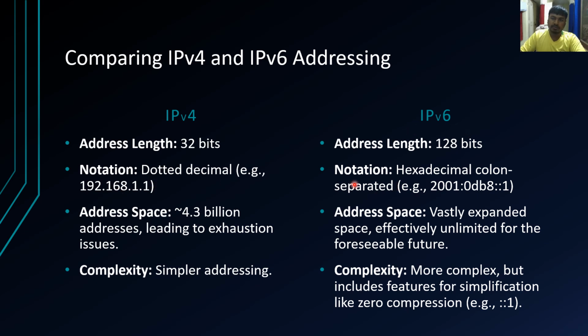In IPv6, the notation is hexadecimal, colon separated. An example is 2001:0DB8:1, as you have seen previously as well. Now, the address space for IPv4 is approximately 4.3 billion addresses, leading to exhaustion issues, whereas in IPv6 the address space is vastly expanded, effectively unlimited for the foreseeable future. Then for complexity, IPv4 has simpler addressing, whereas IPv6 is more complex but includes features for simplification, like zero compression, for example ::1.